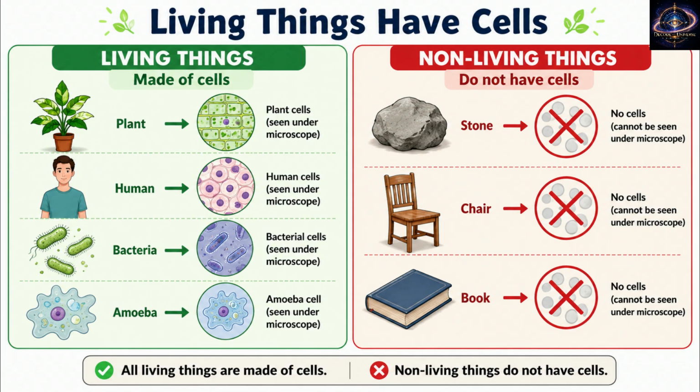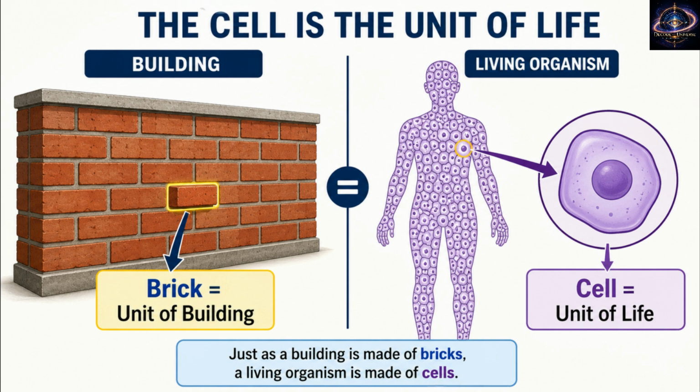Part 1. What is a cell? A cell is the basic structural and functional unit of life. Structural unit means the body is built using cells. Functional unit means all life activities happen inside cells. For example, a brick is the basic unit of a building. In the same way, a cell is the basic unit of a living organism.